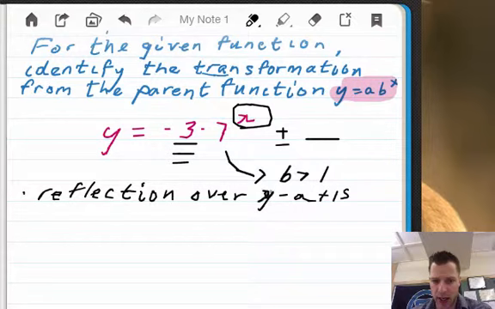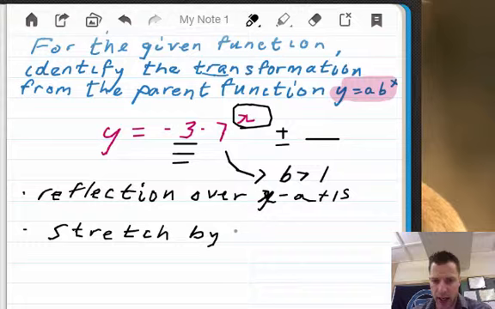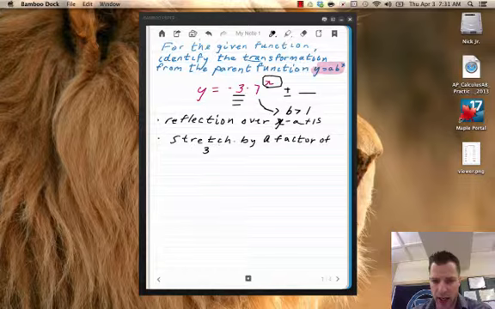And then the second thing here is that your a value is 3. And that should be x-axis, not y. Sorry, x-axis there. And the second thing you have here is a stretch by a factor of 3, because your a value is greater than 1. So stretch by a factor of 3.